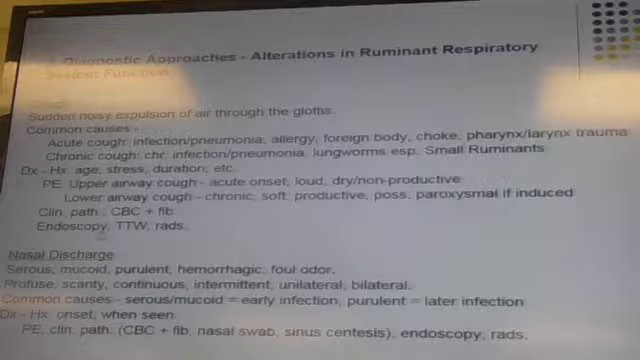Some other diagnostic tools to work up the cause of a cough would be endoscopy, depending on whether the client can afford it, transtracheal aspirate, and radiographs.